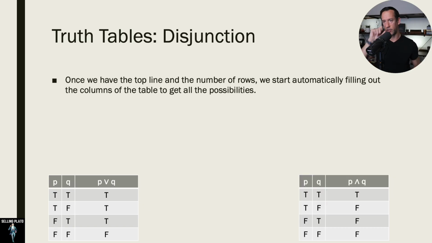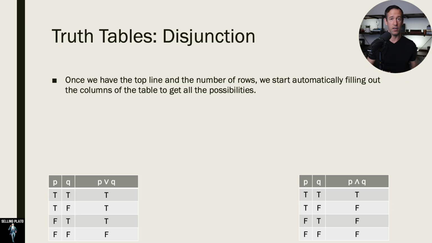All right, so let's look at disjunction. So once we have the top line and the number of rows, if we want to take a look at the truth table for disjunction, you see that our top line on the right side is where the compound sentence comes in, in this case, disjunction. We start just automatically filling out the columns of the table to get all the possibilities, all right? So once you get these truth tables down, you're going to eventually be at a point where you're just automatically filling everything out.